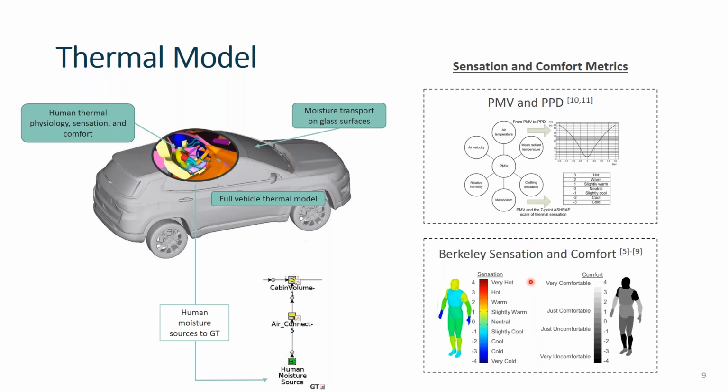The important thing to recognize is, again, we have scales for sensation and comfort, and we'll be looking at those results. So a 9-point scale for Berkeley in terms of sensation, -4 is very cold to 4 very hot. And then in terms of comfort, how comfortable do we feel in this environment? Another 9-point scale from -4, very uncomfortable, to 4, very comfortable.